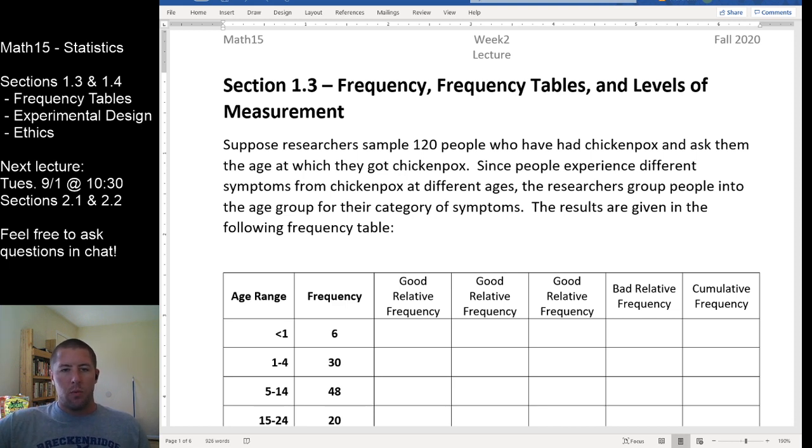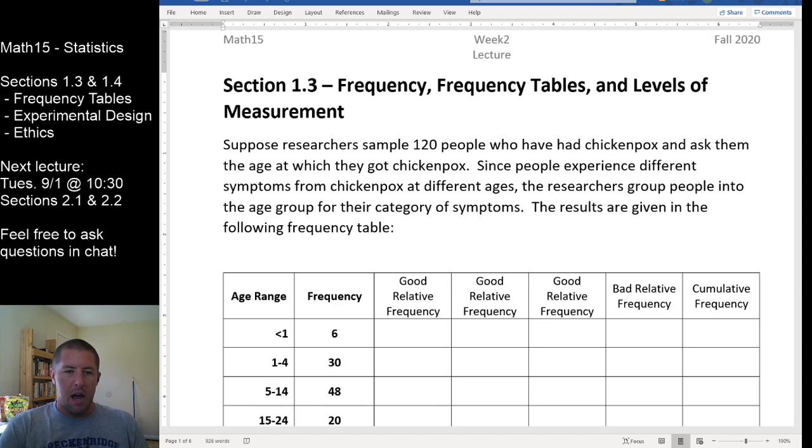So let's get started with section 1.3. In this section here, we're talking about frequency tables and levels of measurement. And right away, I guess the first thing I'd like to say is we're not going to really talk much about the levels of measurement here. I gave you guys a little statement, a sentence about that in your weekly guide, that I think you should be able to read through that section and understand the distinctions that they're making.